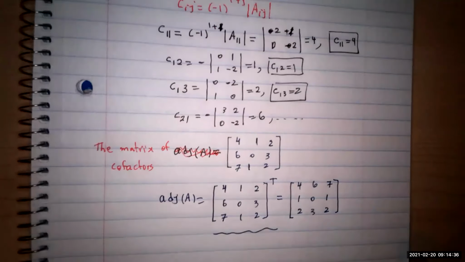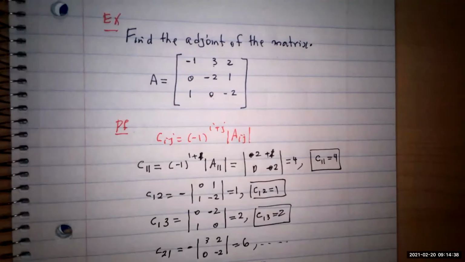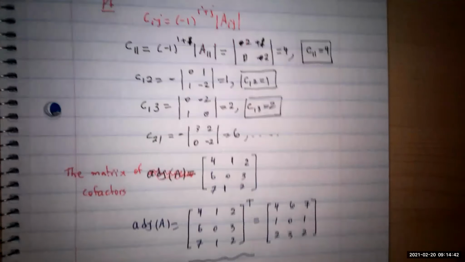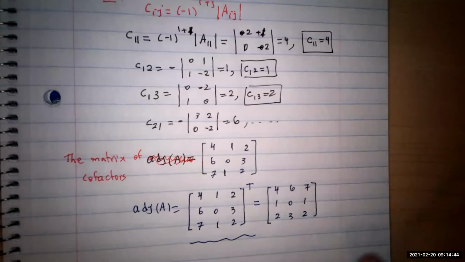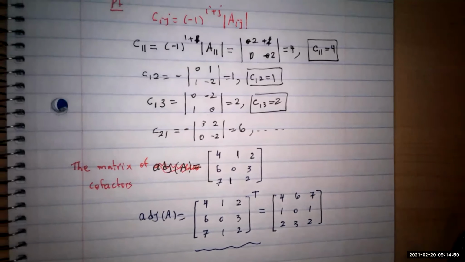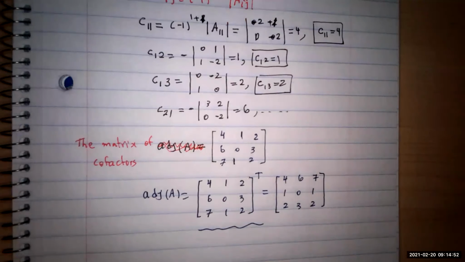Not difficult, an easy operation, but it takes time. Even the 3 by 3 takes time, because you have to find these 9 entries to put them together. There's no shortcut. You just find them and put them together to get the result.